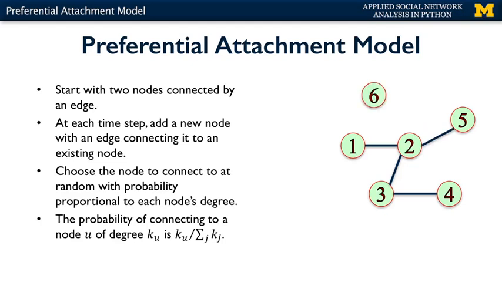We continue this with node 6. Again, we recompute the probabilities. Now node 2 has the highest degree, so it has the highest probability of getting that new attachment. And so 6, let's say, attaches to 2.